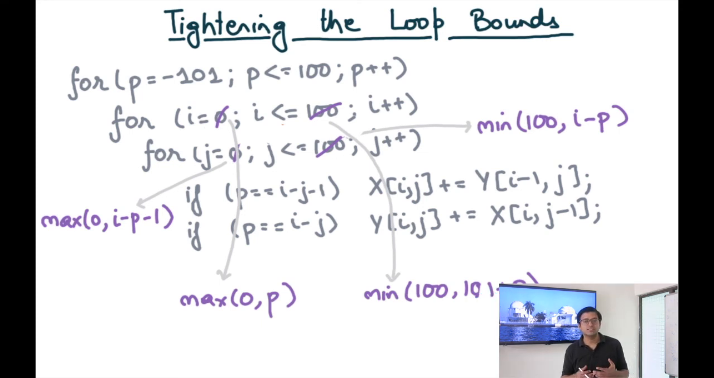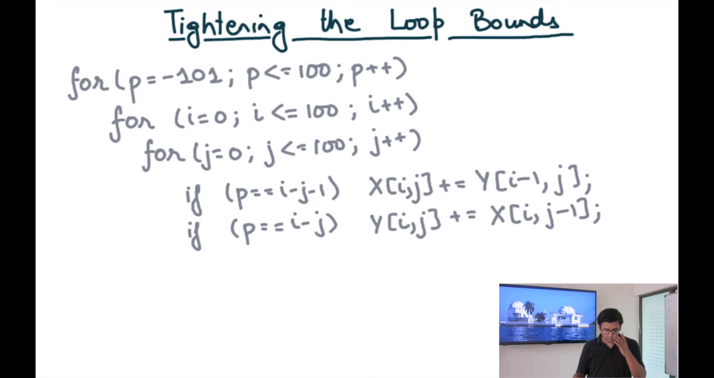So these are the tightened loop bounds. Notice that these loop bounds are strictly tighter, or at least as tight as the original loop bounds, because we are using max and min, and that automatically tells you that we're not increasing the space of iterations, we are only decreasing the space, if anything. Okay, so how do I arrive at these solutions?